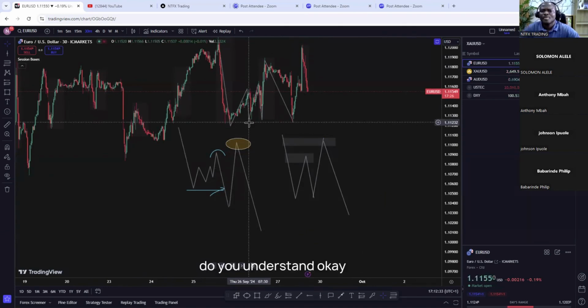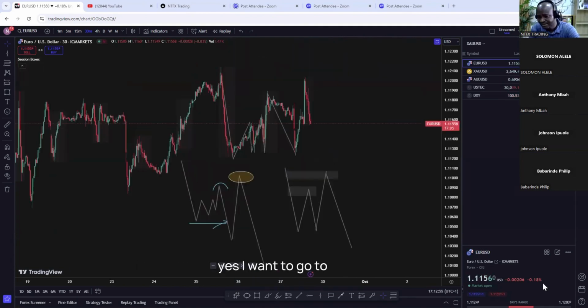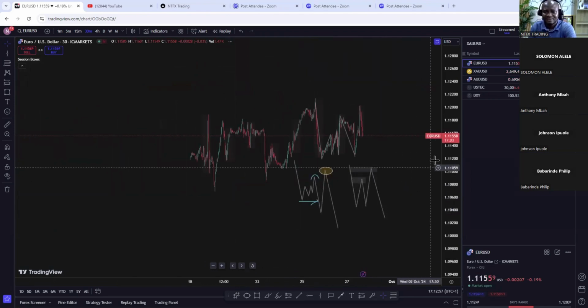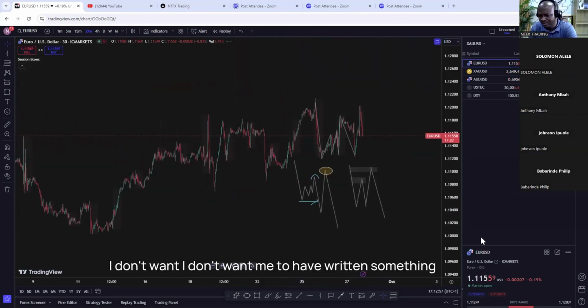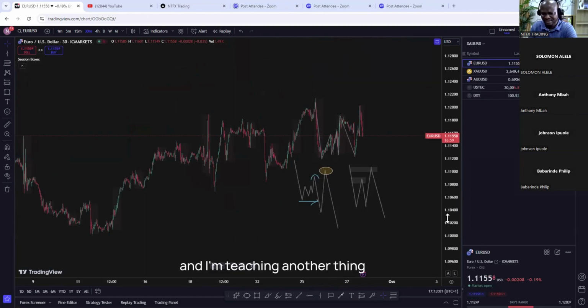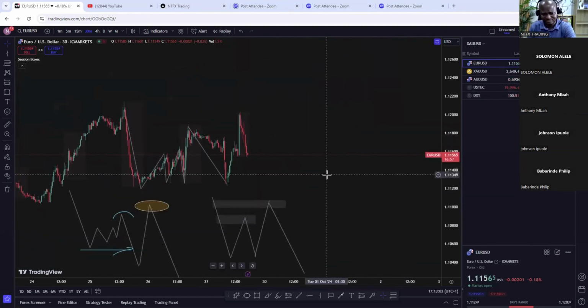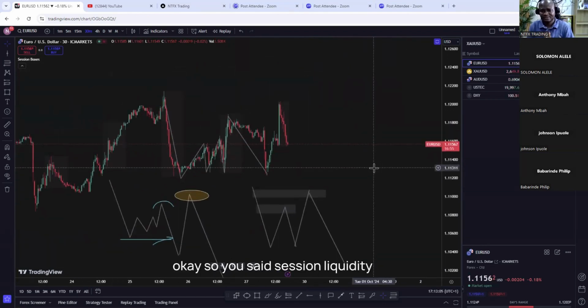Do you understand? Okay. So today I'm going to teach you. I'm going to buttress more on entry after mitigation. Is that not what I wrote that I will teach today? Yeah. I want to go there. I don't want to have written something and be teaching another thing. Okay, so you said session liquidity, volume, injection, and entry. Correct.